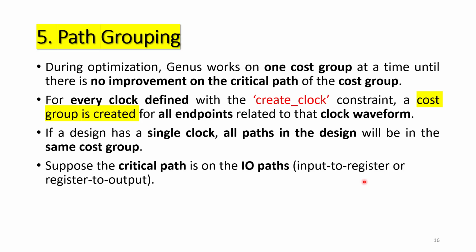Next, fifth technique is path grouping. So generally path groups are nothing but we know that there will be four timing paths, that is input to register, register to register, register to output, and input to output. Now let us see how we are grouping them.